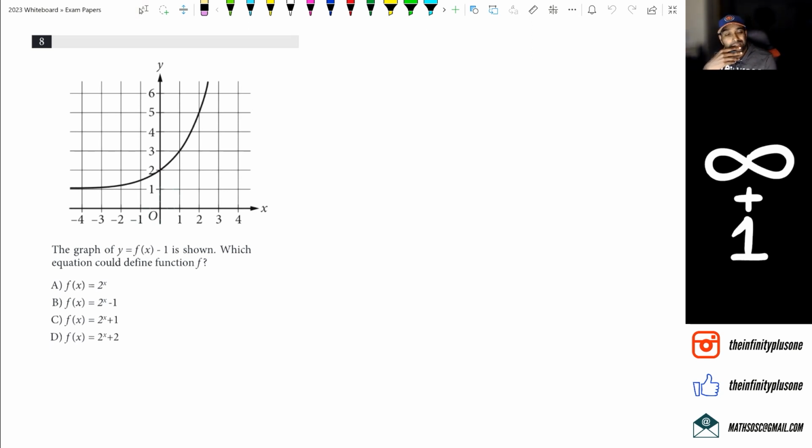I've got to admit, I was looking at this graph first and going, actually, yeah, it kind of makes sense, but then I was like, hang on a minute, they've actually put graph of f of x minus 1 is shown. So what we're going to do first is figure out what f of x is. Now, looking at the multi-choice, you can kind of see that this graph is actually 2 to the power of x.